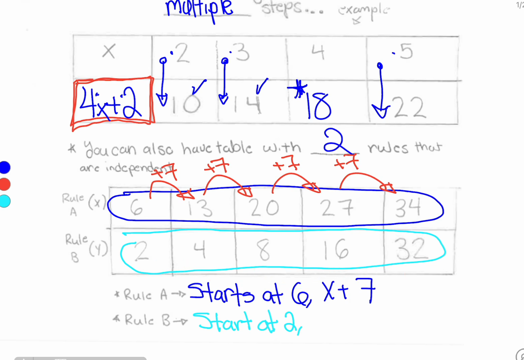So I figured out my y rule. I need to start at 2, and I need to multiply all of my y's by 2. You could say that, or you could say 2y. Either way would work. Now on the next page, or the next little slideshow, we're going to talk about how we can use a two-rule system and make coordinate planes.